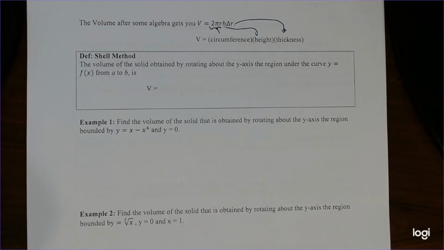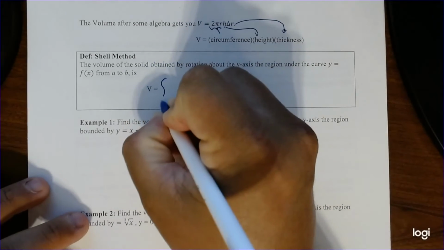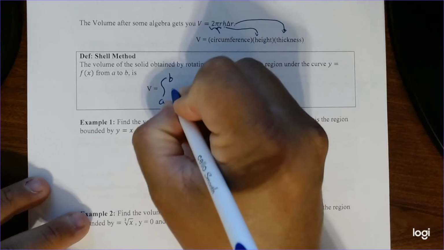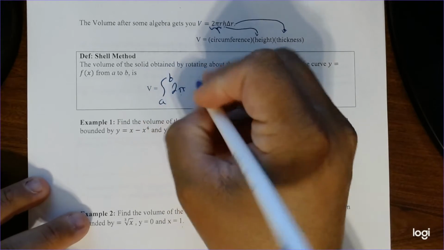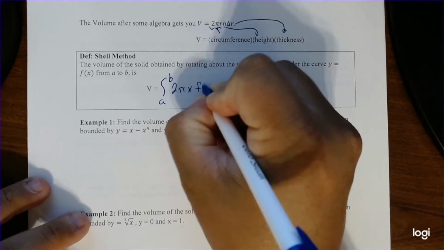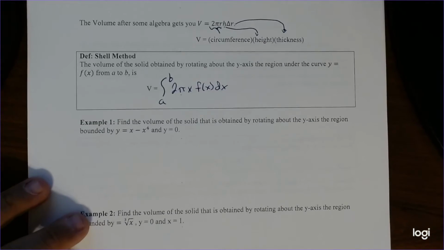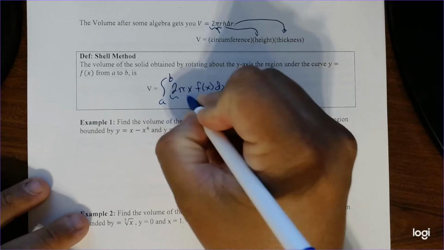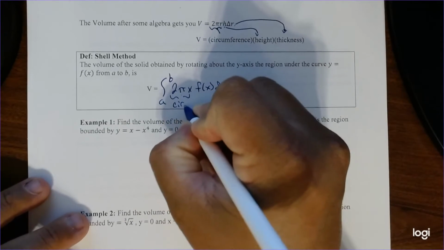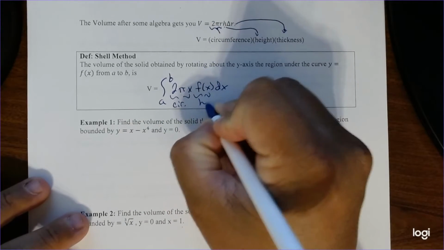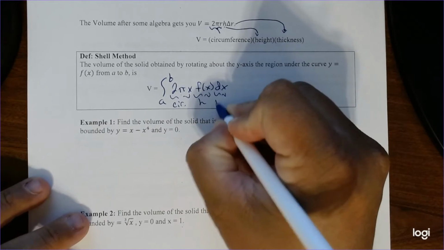The volume of the solid obtained by rotating about the y-axis the region under the curve y equals f of x from a to b is the integral from a to b of 2 pi x times f of x dx. Where again, this is the circumference, this is the height, and this is the thickness.